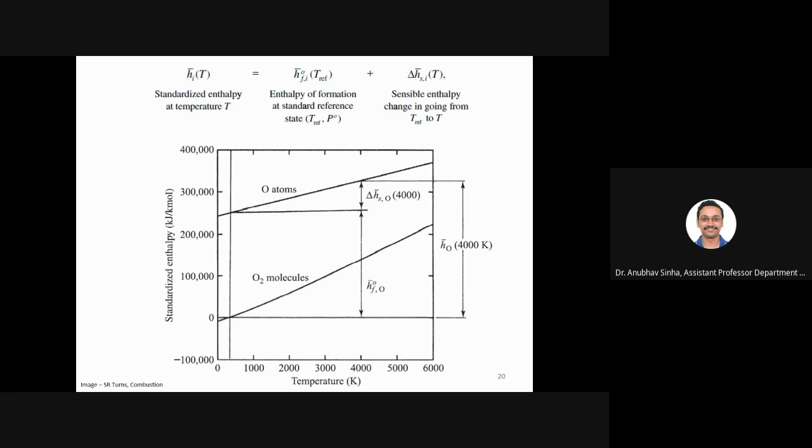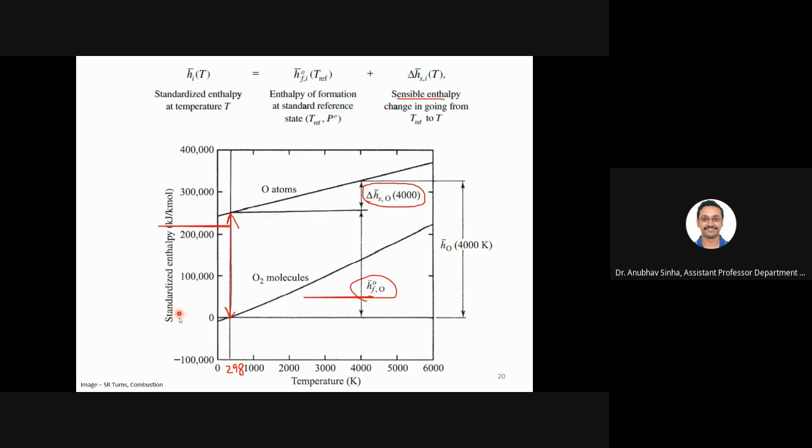So at the reference, let us say this is at the reference temperature 298 K, right? So this will give you your enthalpy of formation at reference state plus how much extra energy is required to heat. This is your sensible heat or sensible enthalpy. So their sum will give you the total standardized enthalpy at not reference temperature, at temperature T. Is this clear?